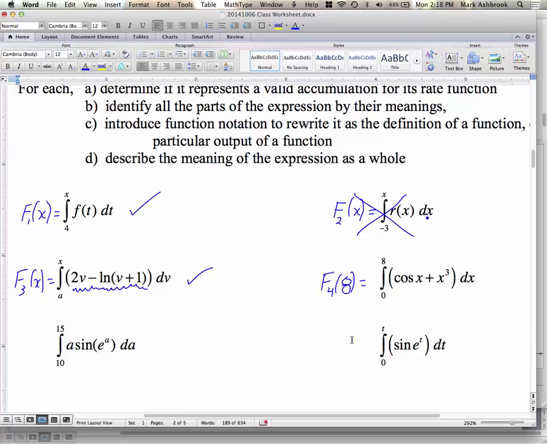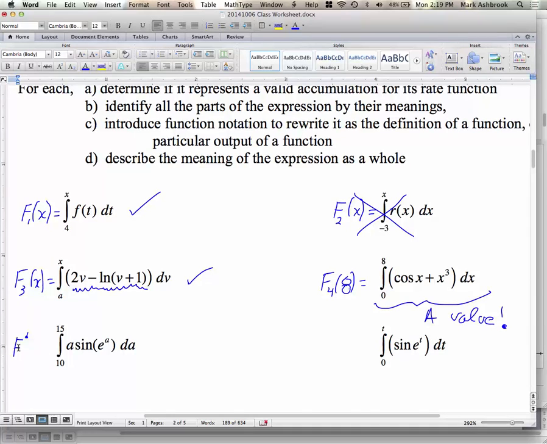Okay, so this is a little bit different than what you're used to. This whole thing is a value. The amount of accumulation starting at 0, ending at 8, at that particular rate. Okay? What about this one?